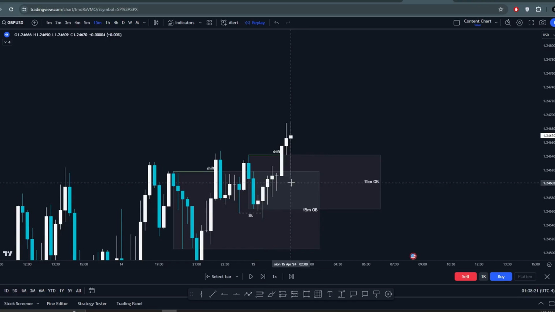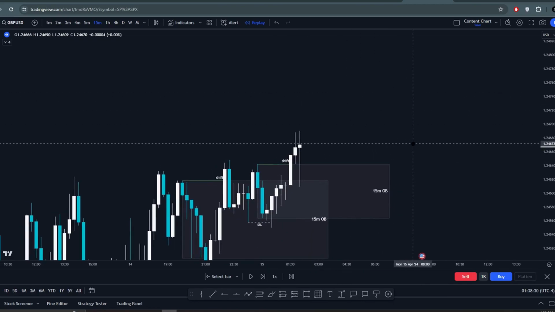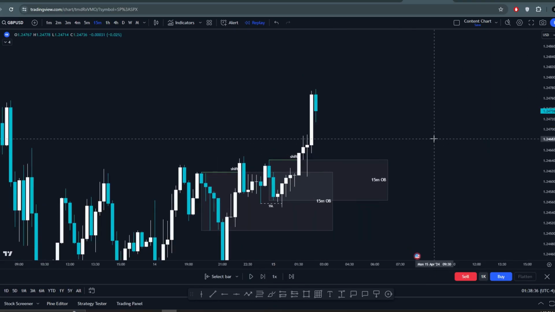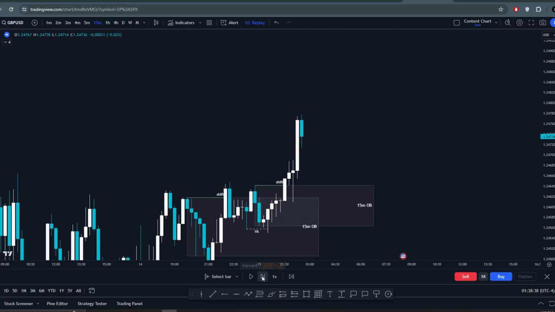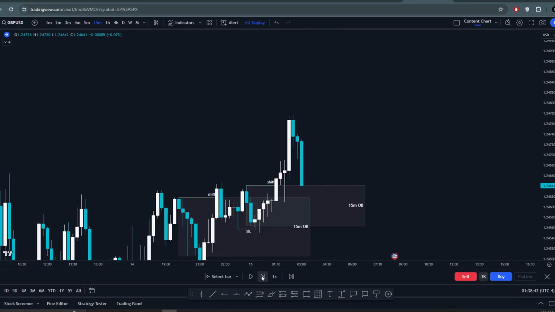All right, so as we can see, the price rejected that order block strongly. We want to see price continue going higher now. As we can see, we have very strong price action now continuing higher. Alright, so once again, price went back into the order block. We want to see price respect this order block and continue going higher.